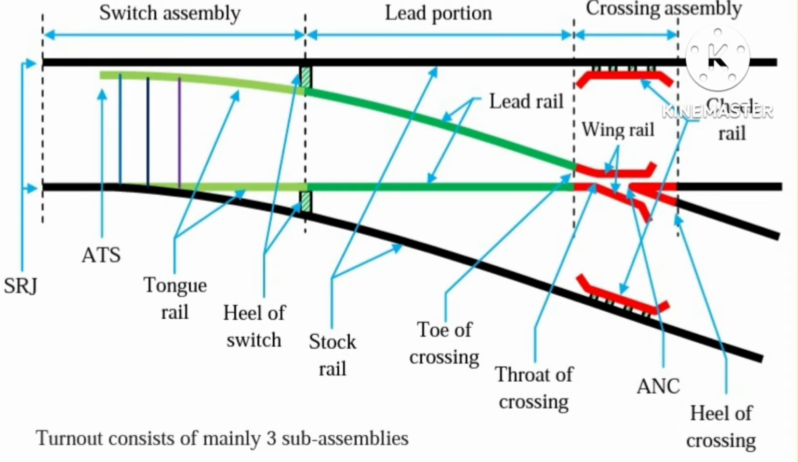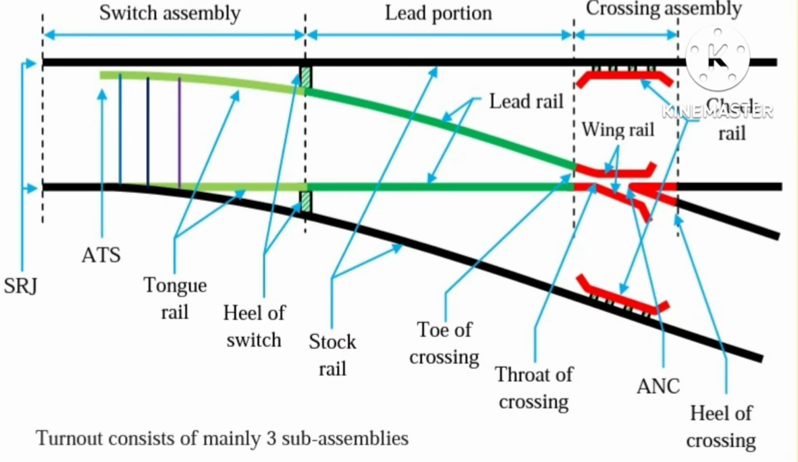Next, tongue rail. It is a tapered movable rail made of high carbon or manganese steel to withstand wear. It is attached at its thicker end to a running rail. A tongue rail is also sometimes called a switch rail. Next, stock rail. It is a running rail against which a tongue rail operates.